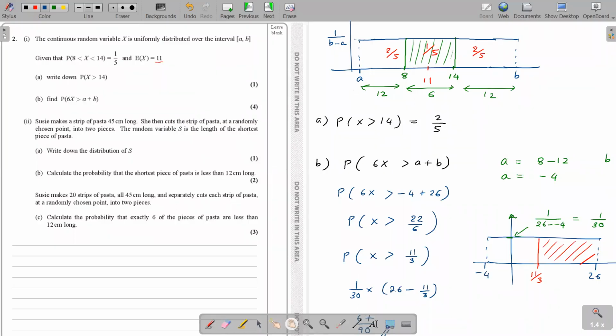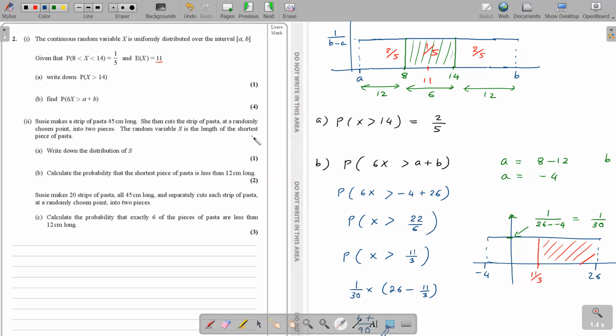Okay, Roman number 2, they say Susie makes a strip of pasta 45 centimeters long. She then cuts the strip of pasta at a randomly chosen point into 2 pieces. The random variable S is the length of the shortest piece of pasta. And you see, they have defined S to be what? S is the length of the shorter piece. Because when you divide your pasta piece, it's 45 centimeters, you cut it at a random point. When you cut it at a random point, one piece will be generally short, the other one should be longer.